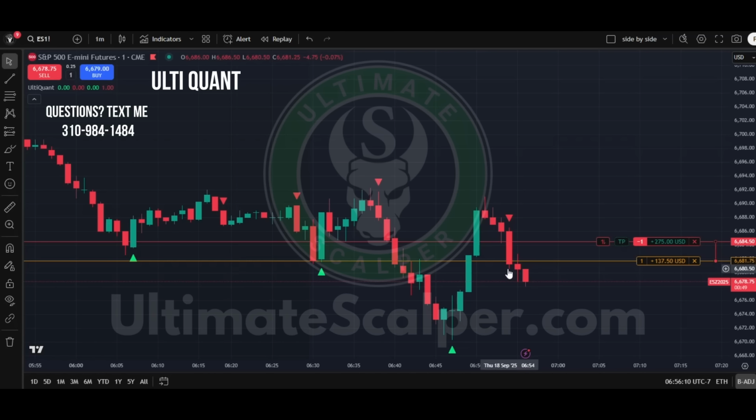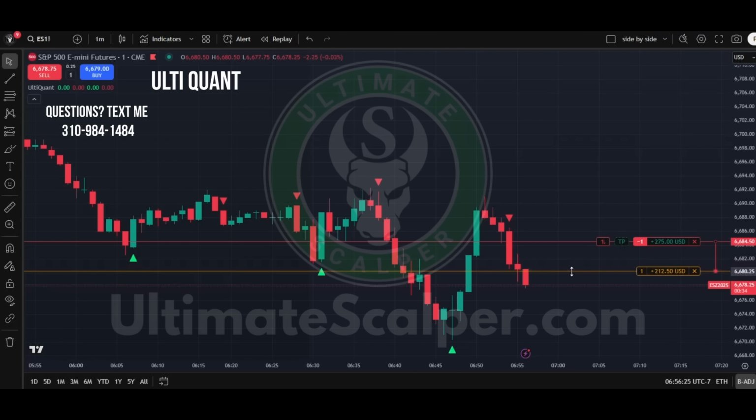Now you can take the break of the signal candle as well. Getting in early is the optimum, right at the break of the previous candle, if you get a signal, a dot or an arrow. I'm going to lock in a little more. This is the 1 minute, so it has the tendency to move quickly.